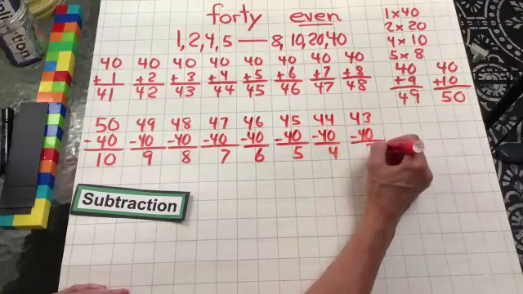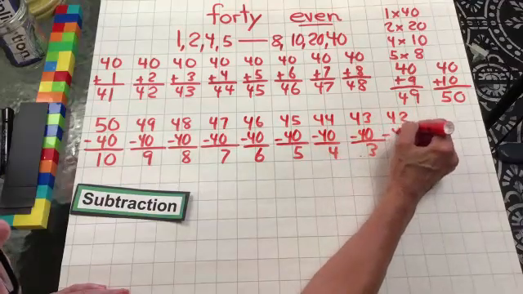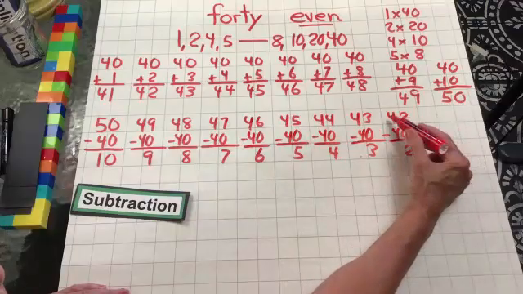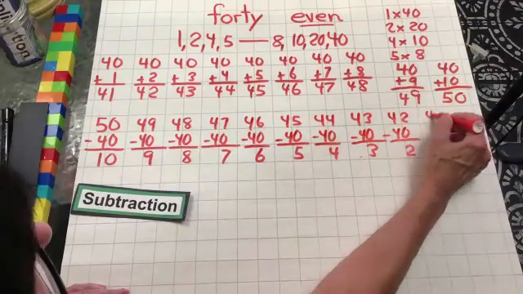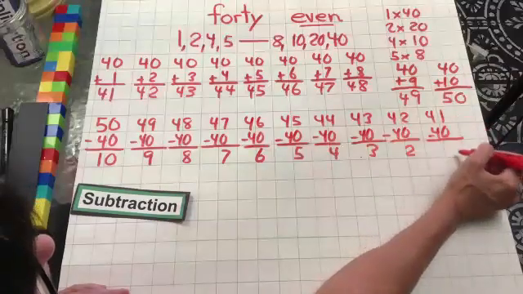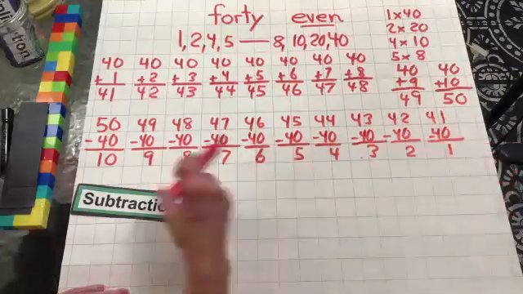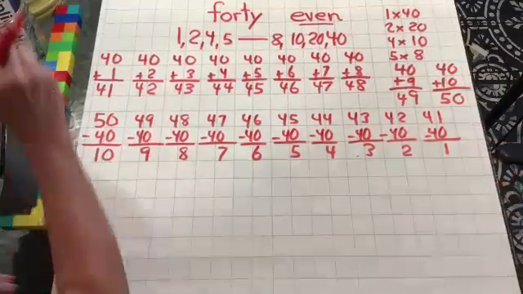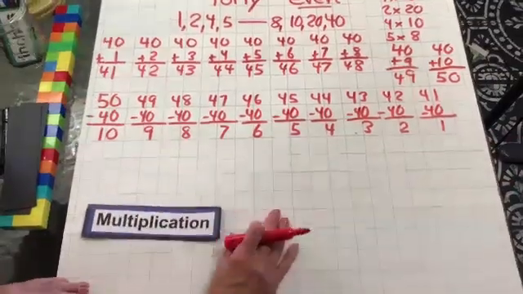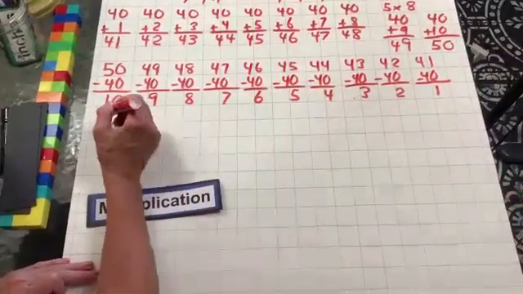3 minus 0 is 3. 4 minus 4 is nothing. 42 minus 40. 2 minus 0 is 2. 4 minus 4, nothing. And 41 minus 40. 1 minus 0 is 1. 4 minus 4 is nothing. So we're done with our subtraction, moving right along to multiplication. So I'm going to move my paper up. Hopefully you're checking your work and you've done a great job.